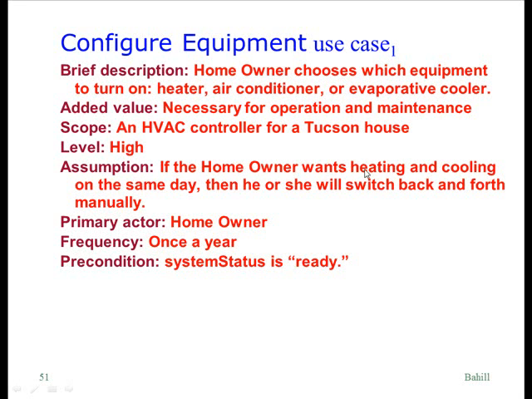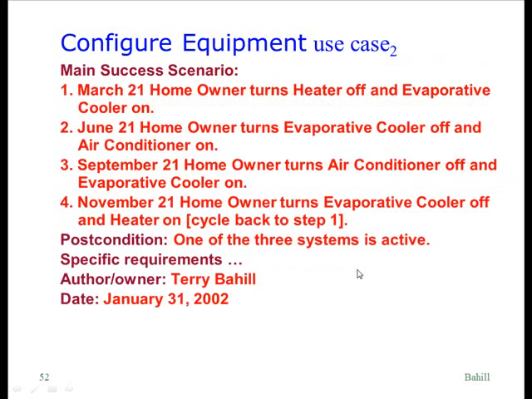Assumption: if the homeowner wants heating and cooling on the same day, then he or she will switch back and forth manually. So they give you that option to switch manually. Okay, and then they provide, again, this information: the primary actor, the homeowner, the frequency, how often you do this, and the system status has to be ready in order to do this.